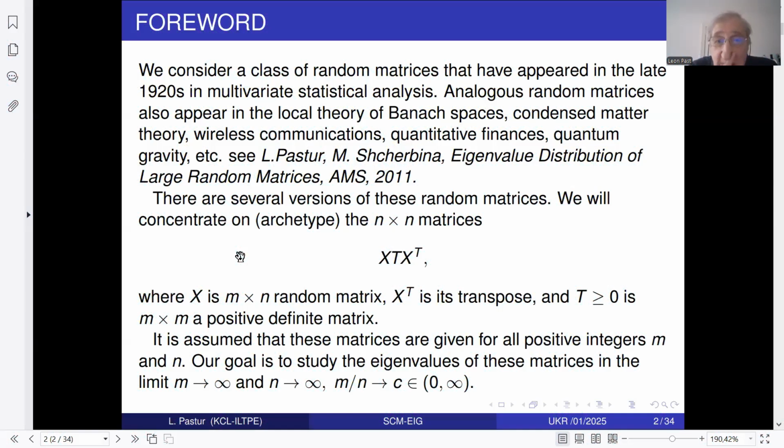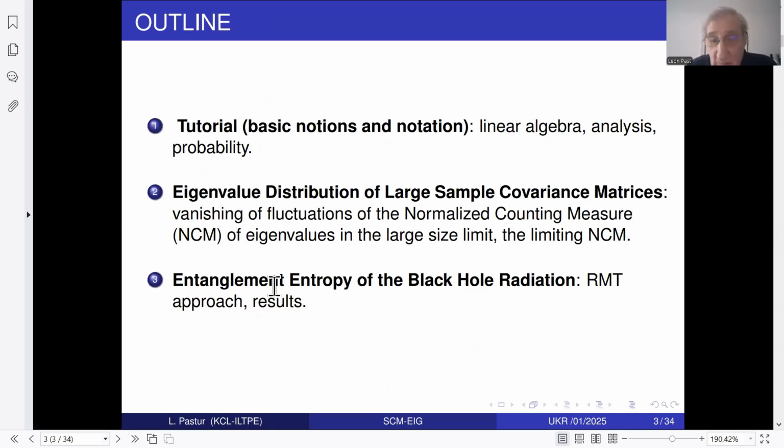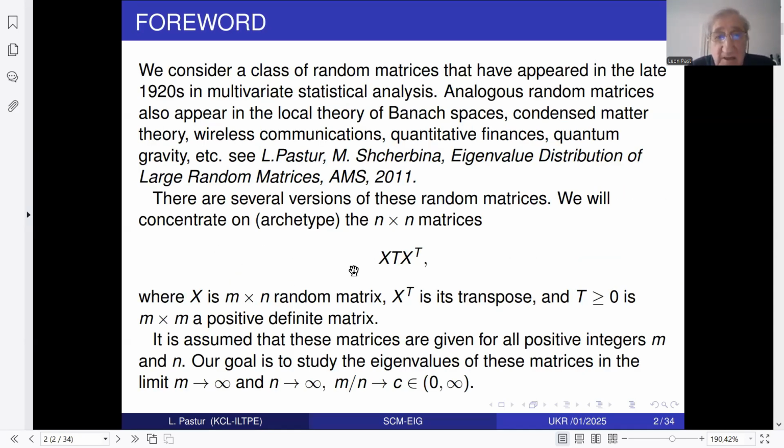The simplest matrix I am going to consider is written here: you have X, an M by N random matrix, and T is not random, or if random, independent of X, and X^T is just the transpose. Our goal is to study the eigenvalues of this matrix in the limit of large M and N, asymptotically proportional. This is the goal of the lectures.